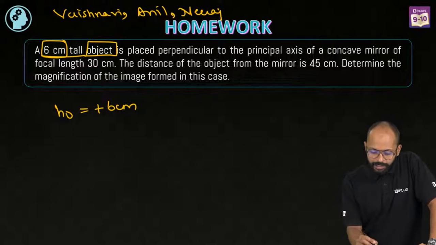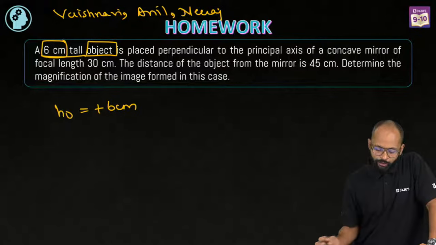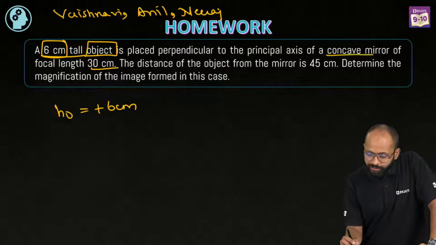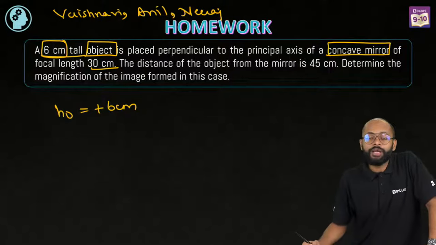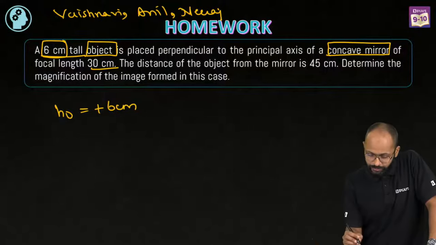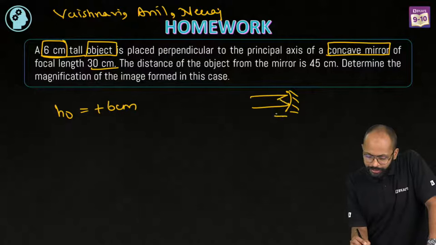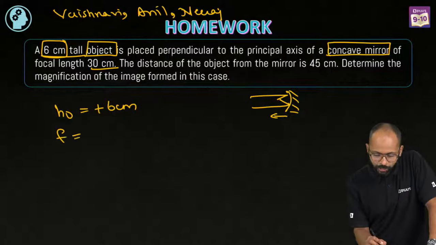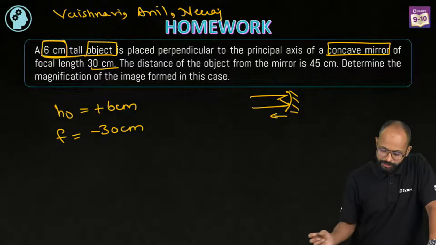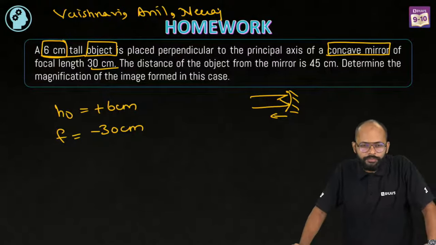Okay. Place perpendicular to the principal axis of a concave mirror of focal length. Itna. Sir, it's a concave mirror. Concave mirror has a focal length negative, to the left only, right? So F is how much? Sir, minus of 30 centimeters. Okay. Come on. 6 by 25.